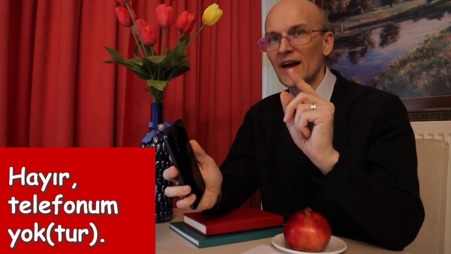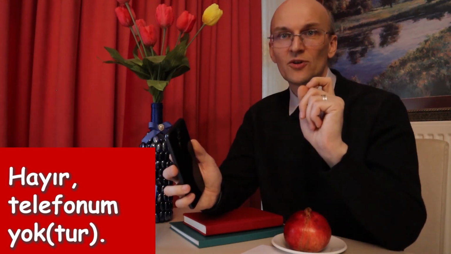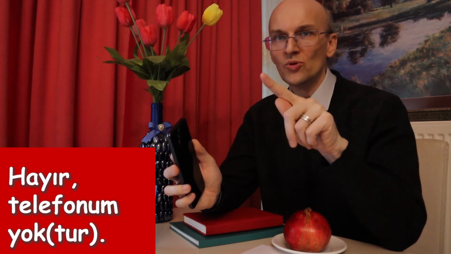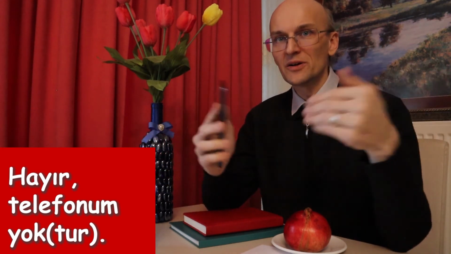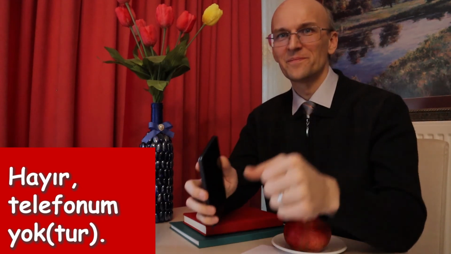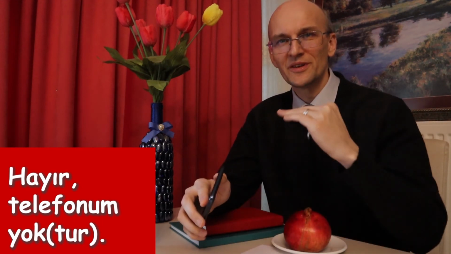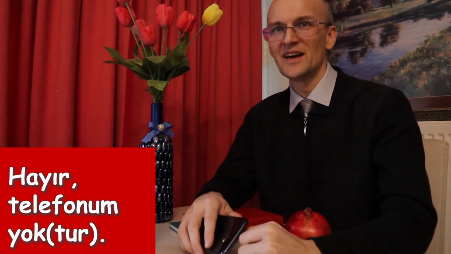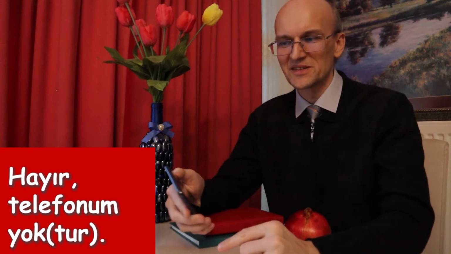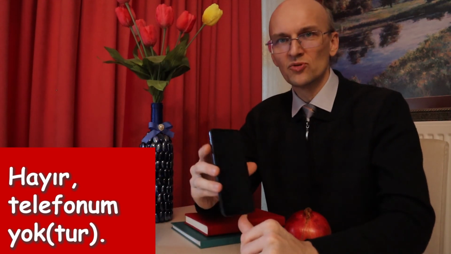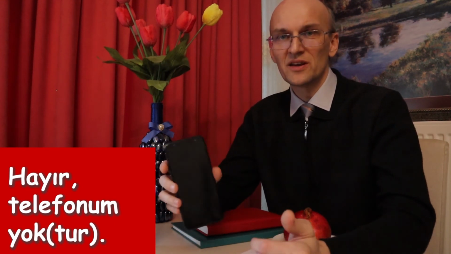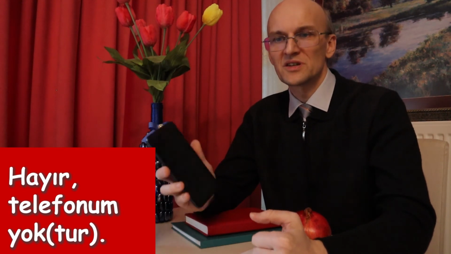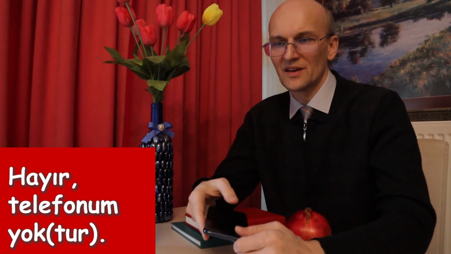Yok ends with K, a voiceless consonant. Yok, tur, o, u, k, t. Vowel harmony and consonant harmony. Okay, we follow these harmonies from the very beginning, and later Turkish will be easy for us after we get used to these harmonies. Telefonum yok. Usually in Turkey people wouldn't say telefonum yoktur. They would just say telefonum yok.